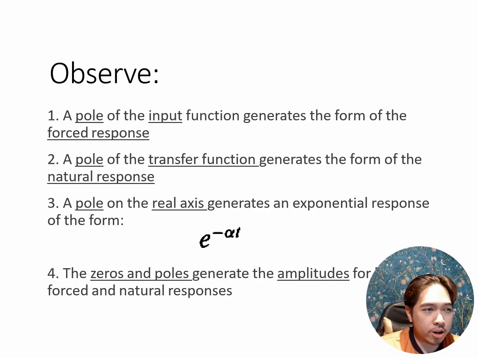As we can observe, a pole of the input function generates the form of the forced response, and the pole of the transfer function generates the form of the natural response, which are the two different components of the characteristic. So a pole on the real axis generates an exponential response of the form e^(-at), and the poles and zeros generate the amplitudes for the forced and natural responses.